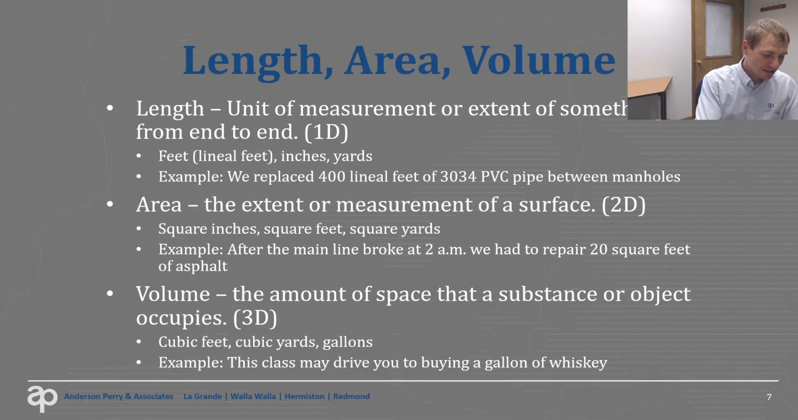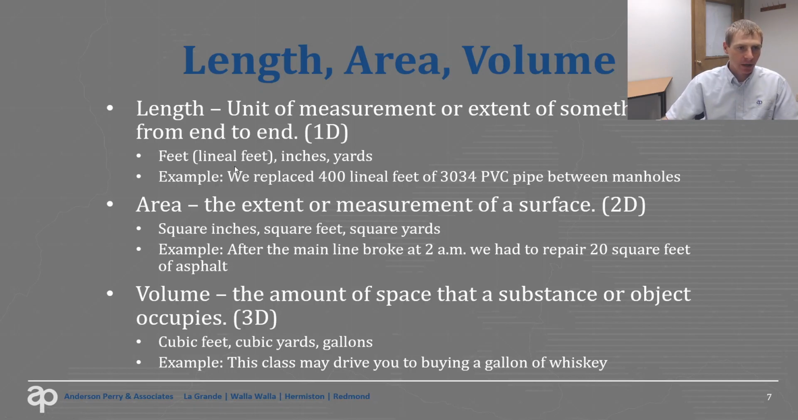So we'll go ahead and get started into some units. First, we're going to discuss some basic length, area, and volume. Length is a unit of measurement or extent of something from end to end. So it's a one-dimensional measurement. Feet, linear feet, inches, yards. Example is we replaced 400 linear feet of 3034 PVC pipe between manholes.